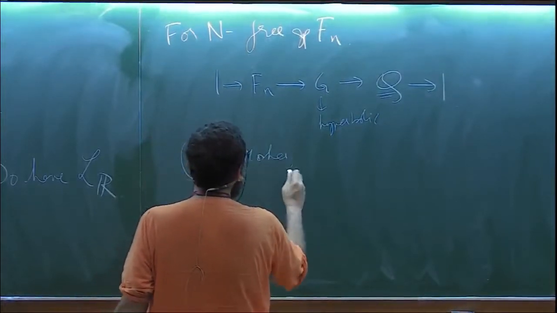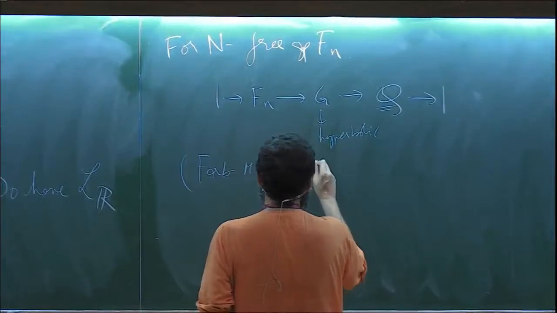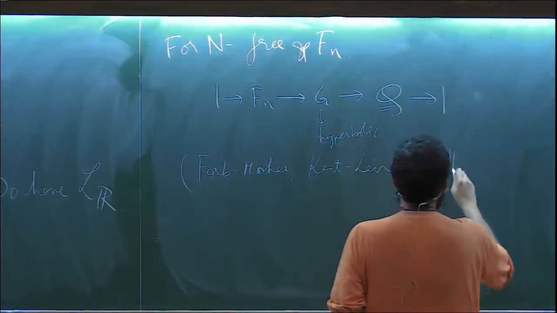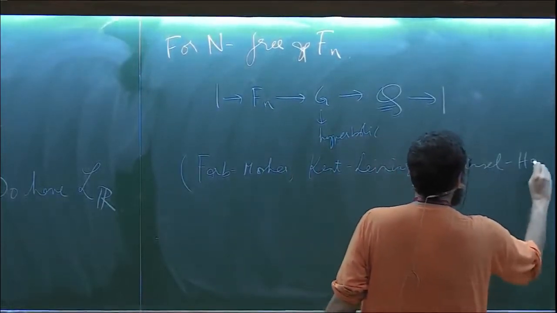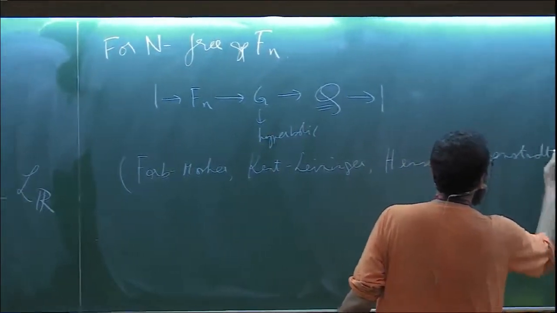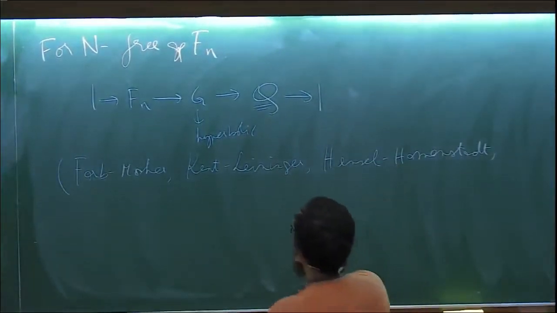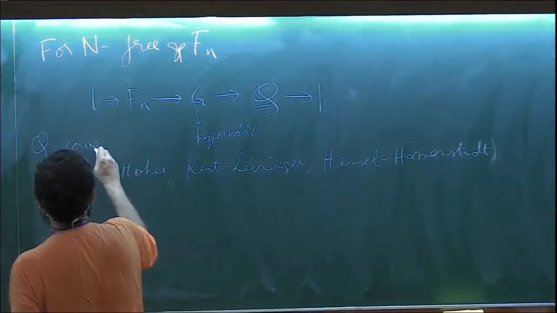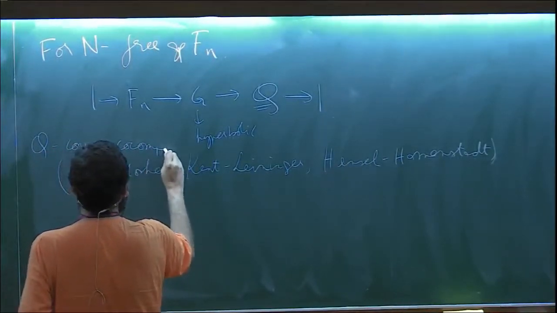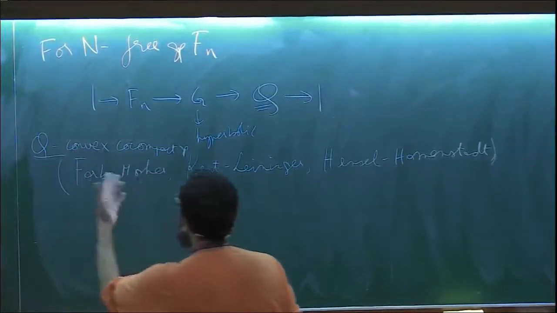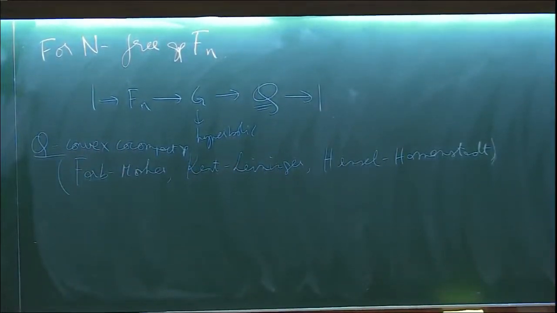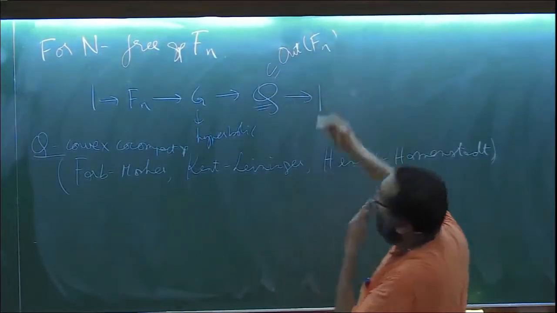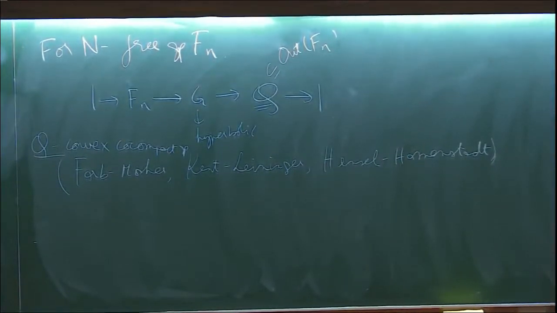Bob, Moshe, Kent, Ansel, Ammenstadt. So Q is an example of a convex co-compact group. It's a theory which has been extensively developed for subgroups of mapping class groups, and so this group is contained in the outer automorphism group of a free group.